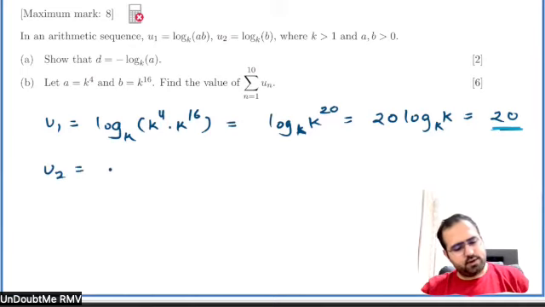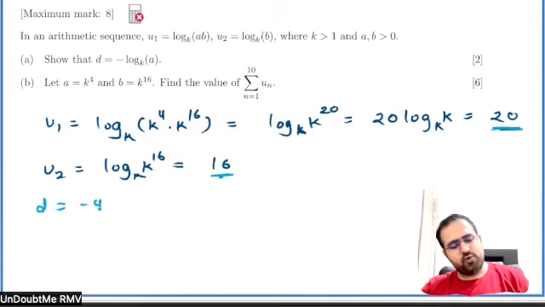Second term is log of b. b is k to the power 16 and k. So I'm just directly writing it down now. So the value of u2 will be 16. u2 minus u1 will be minus 4. And I have to find the nth term, un.